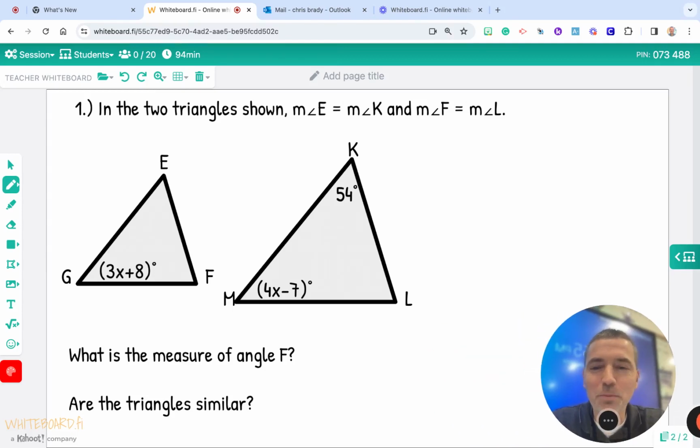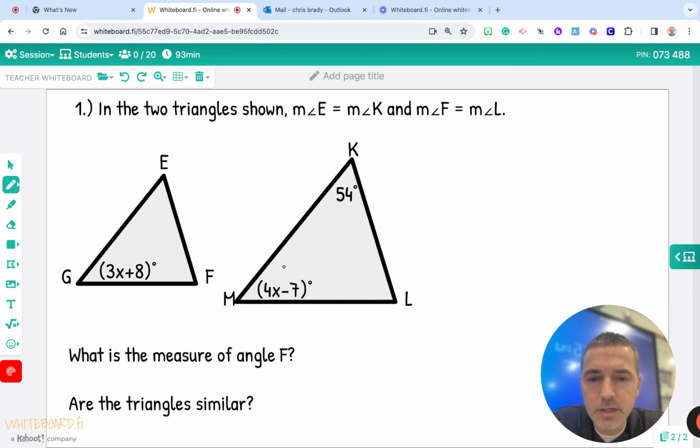Guys, let's answer question number 1. In the two triangles shown, the measure of angle E is equal to the measure of angle K, and the measure of angle F is equal to the measure of angle L. So you can see that these two triangles are not the same size, but they look like the same shape, right? What is the measure of angle F? And are the triangles similar?